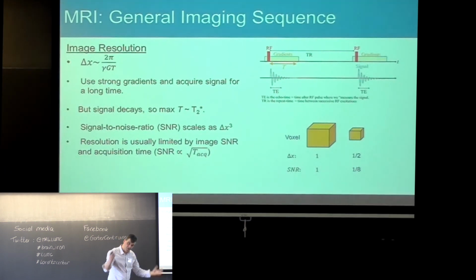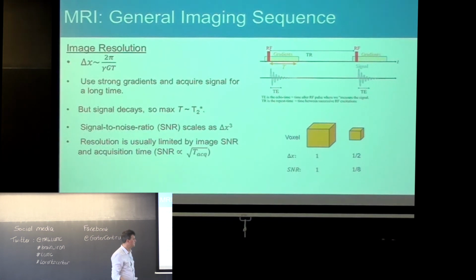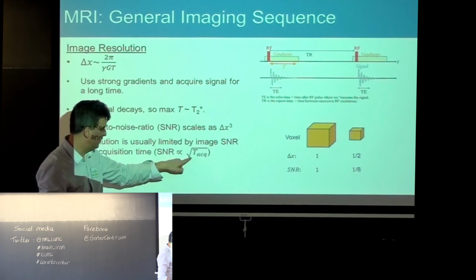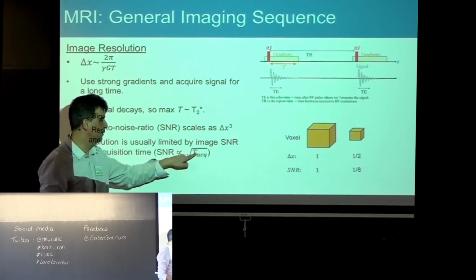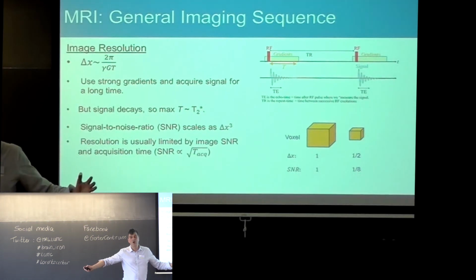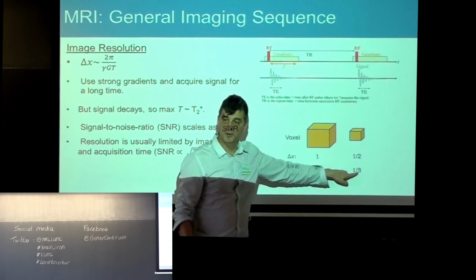You can increase the signal to noise ratio by averaging, by acquiring the signal lots and lots of times. But obviously, that scales fairly slowly with the number of acquisitions you make. And so you have to work pretty hard to overcome a reduction like this.